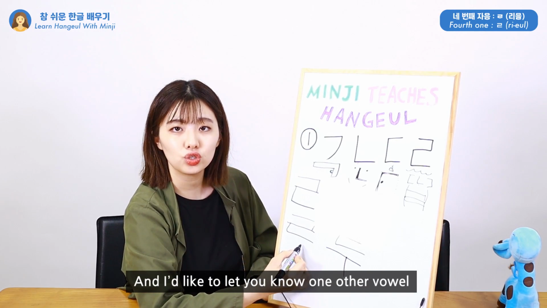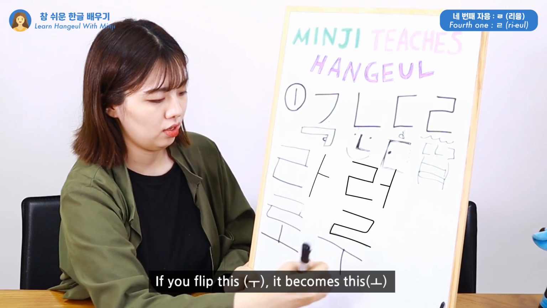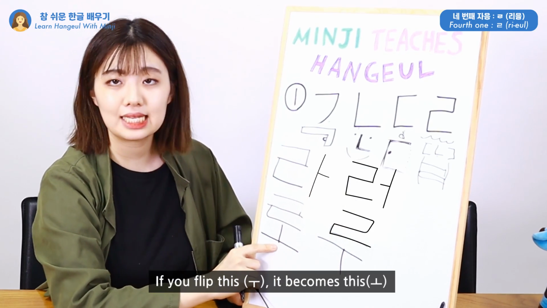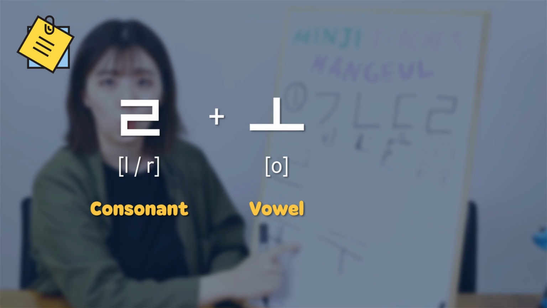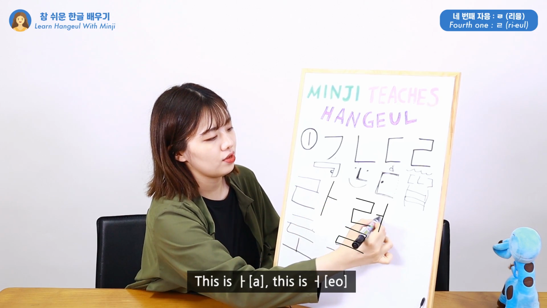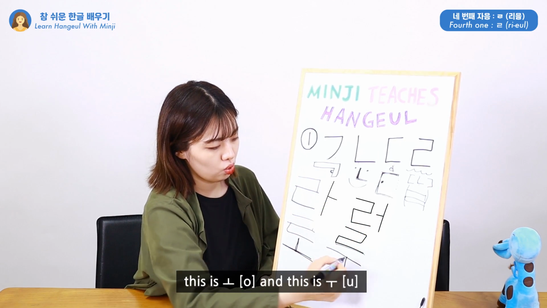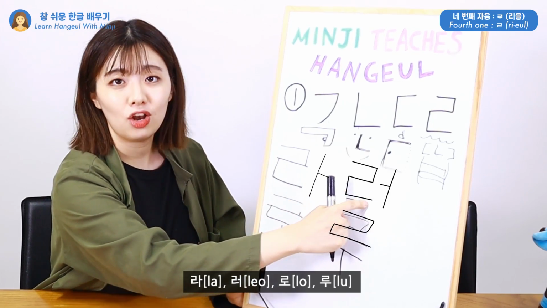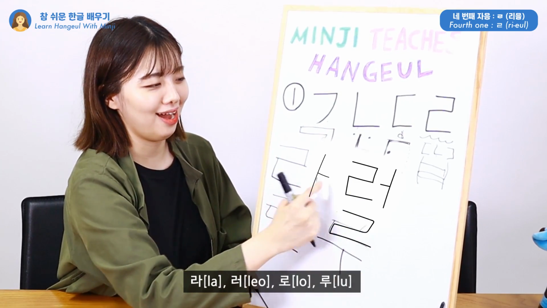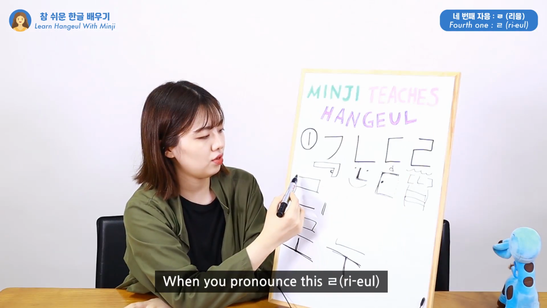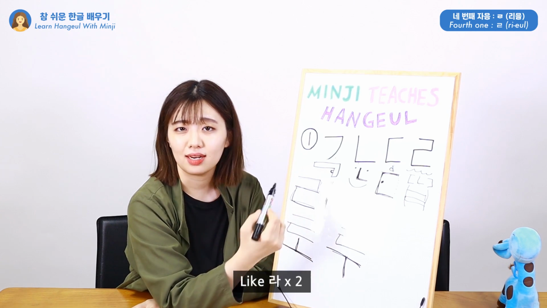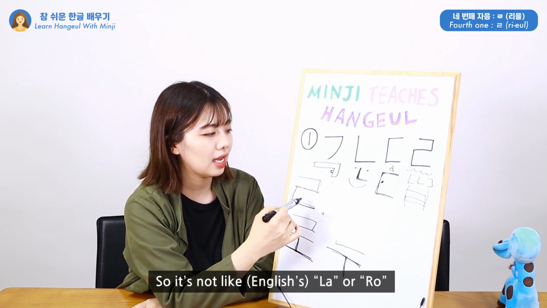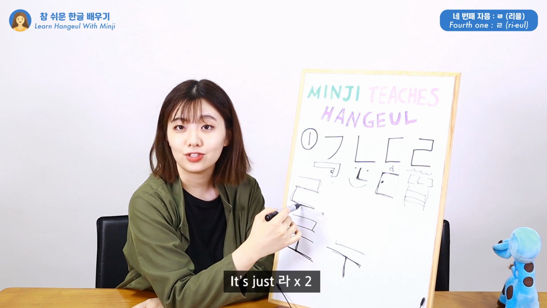And I would like to let you know one other vowel. If you flip this, it becomes like this, and it sounds like O, lo, lo. This is A, this is O, this is O, and this is U. La, lo, lo, lo. When you pronounce this ri-eul, you pronounce it quickly and smoothly, like la, la. So it's not like la or ro, it's just la.